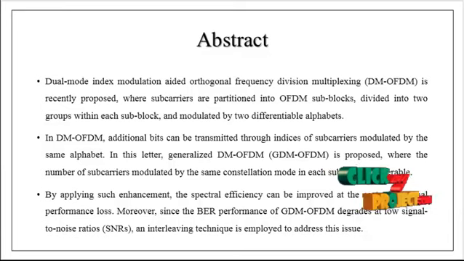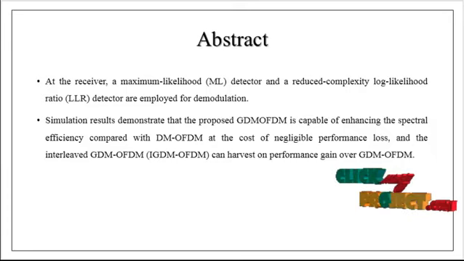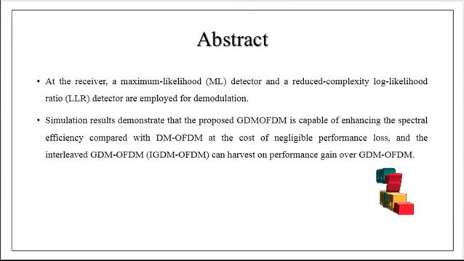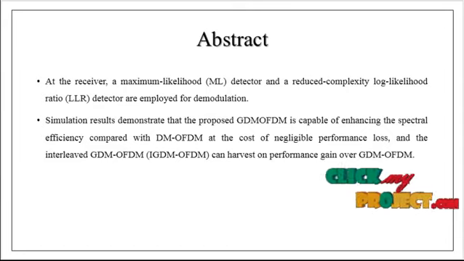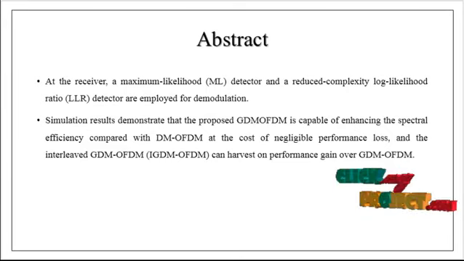Moreover, since the bit error rate performance of OFDM degrades at low signal-to-noise ratios, that is SNRs, an interleaving technique is employed to address these issues. At the receiver side, the maximum likelihood detector and the reduced-complexity log-likelihood ratio, that is LLR, detector are employed for demodulation. Simulation results demonstrate the proposed method is capable of enhancing the spectral efficiency compared with other methods, and the interleaving can provide performance gain as well as reduce the bit error rate.